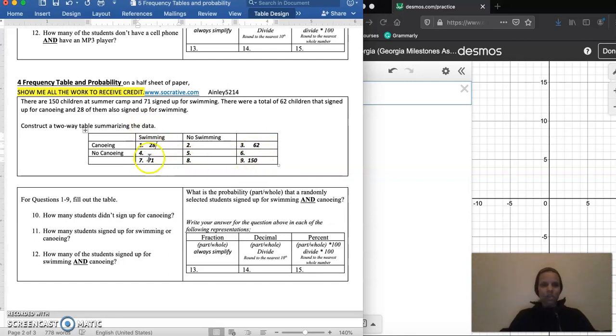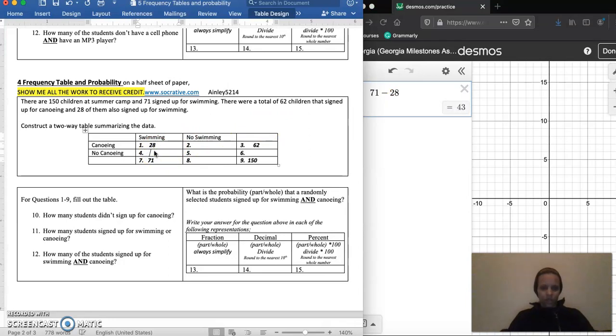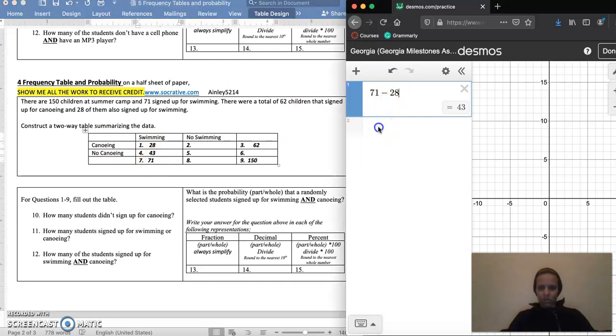Let's go straight down. All right, so 28 plus something gives me my total of 71. How do I find that? I go my total, 71 minus 28, 43. So this one is 43. And I can check it. Now, I won't check it for all of them, but I can check it. I'm saying 28 plus 43 is going to be my total of swimming. So 28 plus 43 gives me my 71.